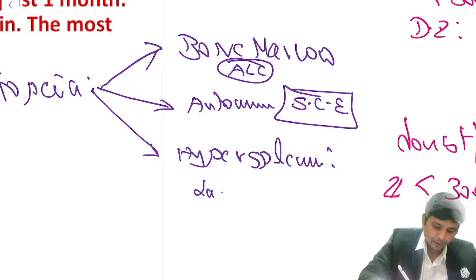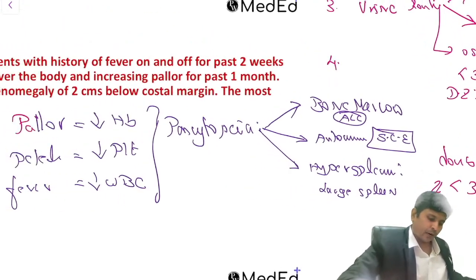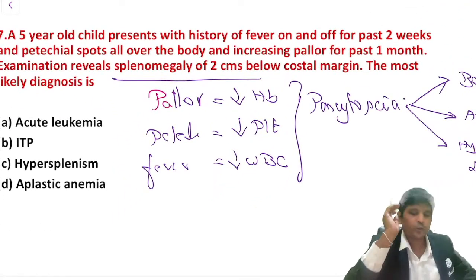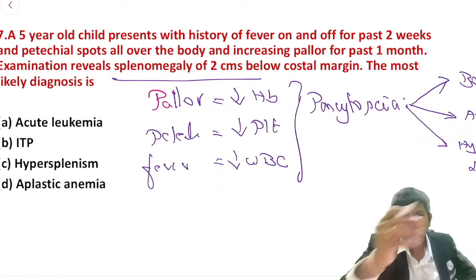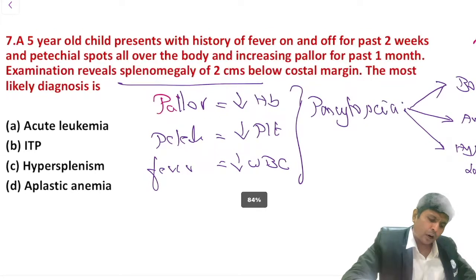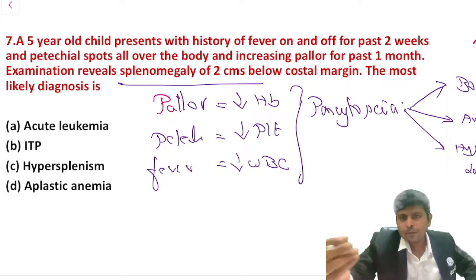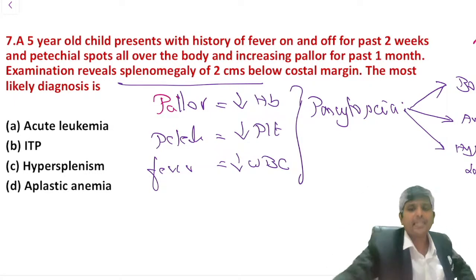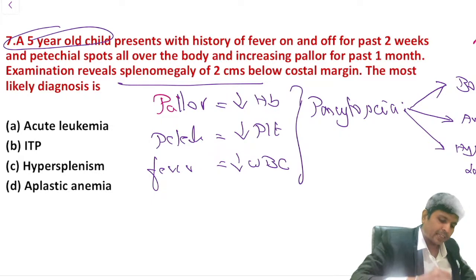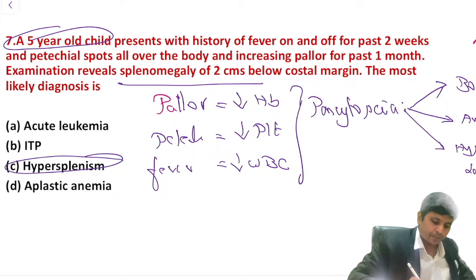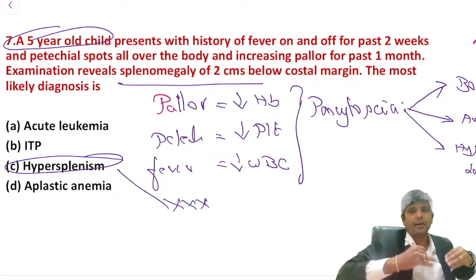Hypersplenism, you need to have a large spleen. In this case, you have pancytopenia. Splenomegaly is just 2 cm below the costal margin. Less likely to be a case of hypersplenism. Can it be an autoimmunity? Autoimmune disorder usually occurs in the peri-adolescent age group. So even though it is a possibility, considering the age, it is less likely. Hypersplenism is less likely because spleen is not that huge.